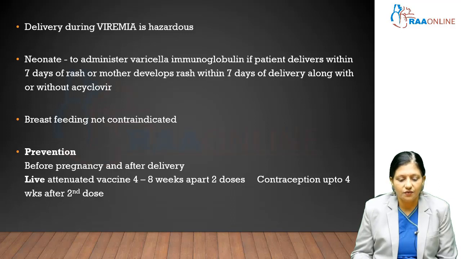To prevent this varicella infection, we should give a live attenuated vaccine, which is a live vaccine, so it cannot be given during pregnancy. It should be given at least 3 months before the pregnancy is planned. So, live attenuated vaccine should be given in 2 doses, 4 to 8 weeks apart, and pregnancy should be planned after 12 weeks of giving this live attenuated varicella vaccine. And after giving the second dose of this live attenuated vaccine, patient should be advised contraception for at least 4 to 6 weeks.